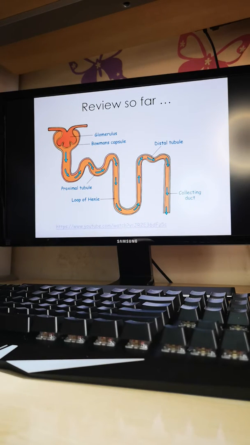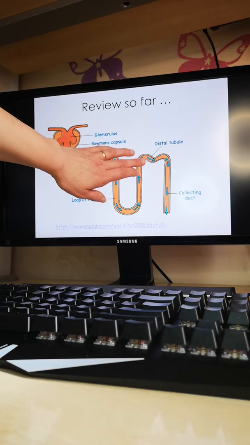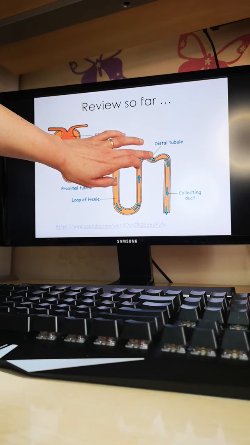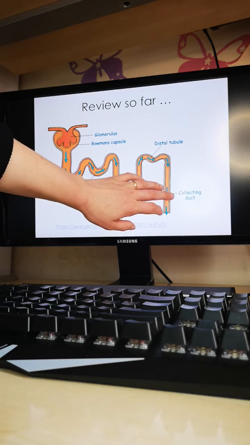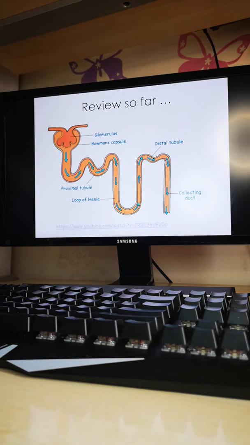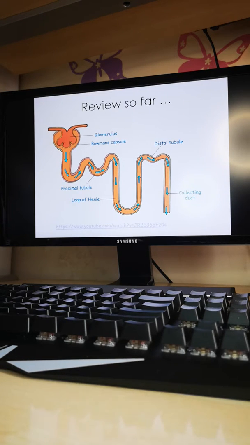But if we are a bit dehydrated, then the body can make changes to the walls of the distal convoluted tubule and the collecting duct to ensure that we reabsorb a maximum amount of water back into the blood, so we don't lose very much in the urine and we produce a really concentrated, low volume urine. So that's what today's video is all about.